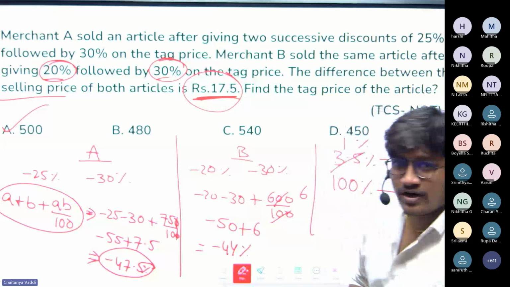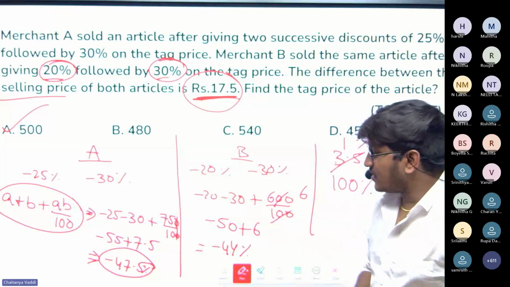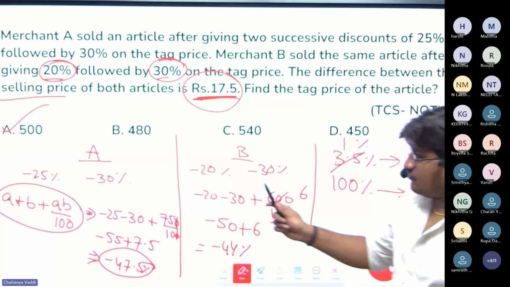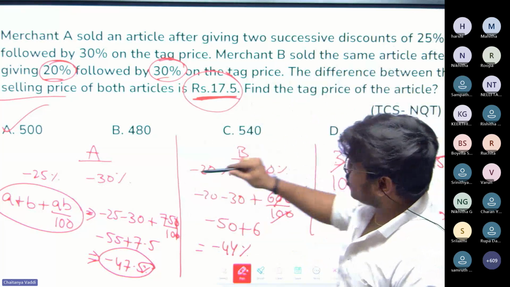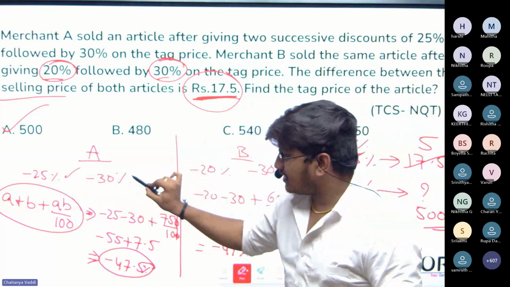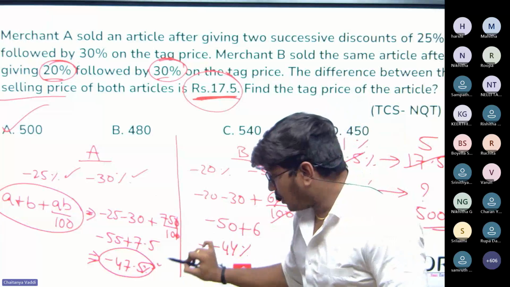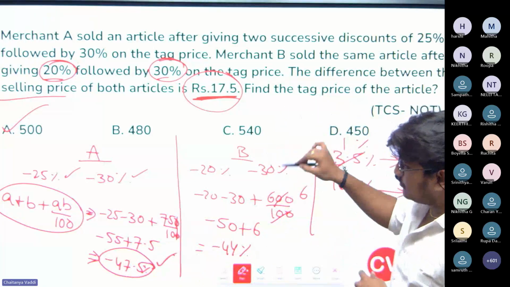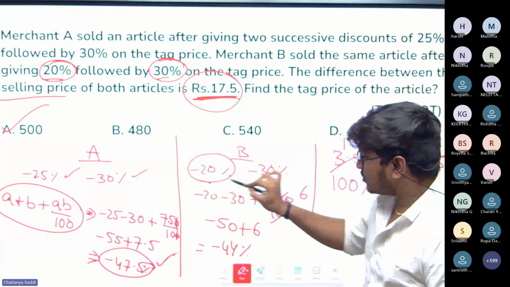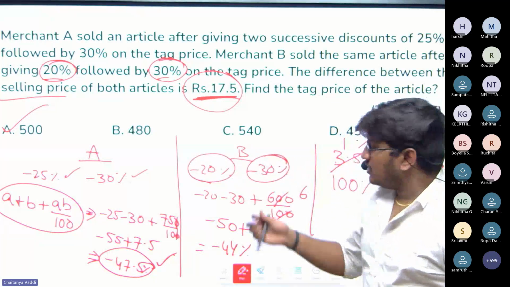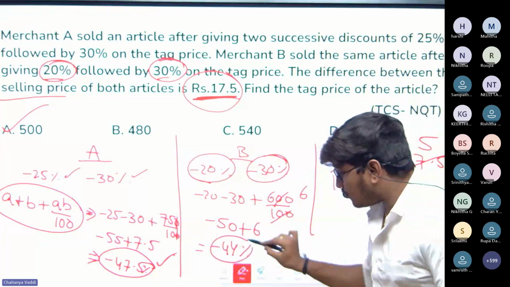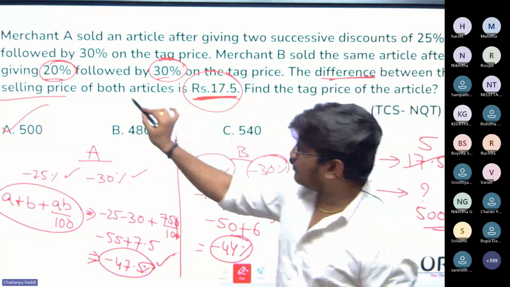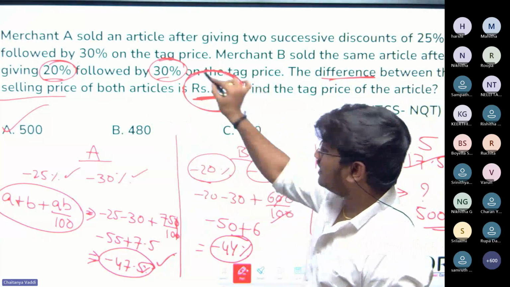Okay, so I got a message in the chat box asking to repeat the last step. Here, if you observe, for the two successive discounts, one is 25 and the next one is 30. So here the overall discount I'm getting is 47.5. Now, merchant B is giving one 20% discount and another 30% discount. So the overall discount I'm getting is 44%. They clearly mentioned that the difference between the selling price of both articles is 17.5 rupees.